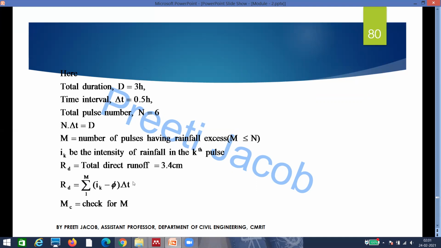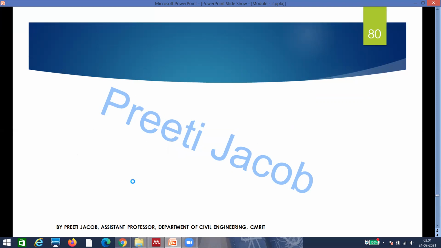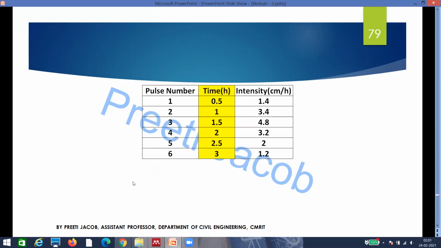(Ik minus phi) into dt. Now here, instead of trial and error, the first trial itself will be that they have very clearly told the phi index is greater than 1.4. So in that case, I can easily remove this first value and the last value because both the values are less than 1.4.